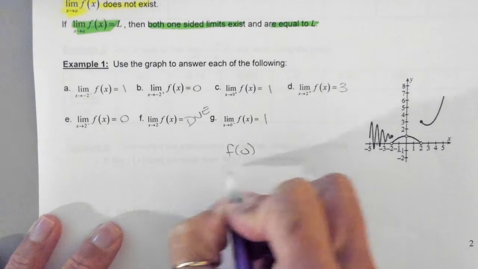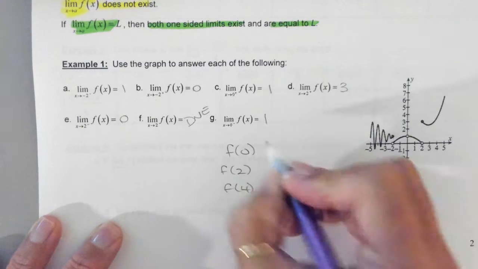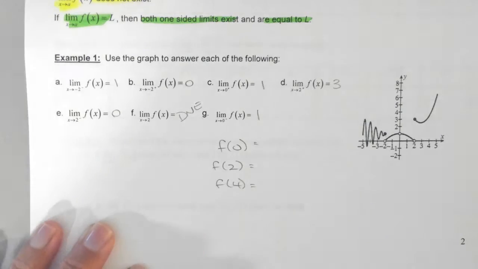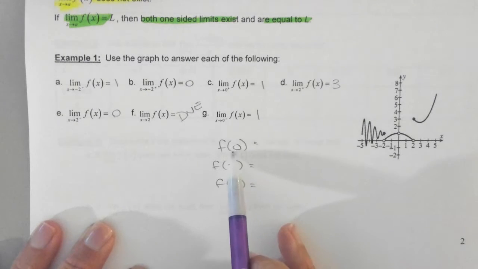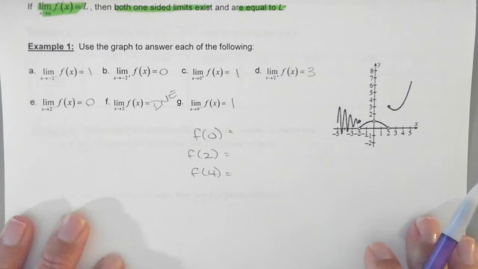Even though it's not on here, I wanted to point these out. We have f of 0, we have f of 2, and we have f of 4. I just want to talk about these really quick. So again, we're not talking about the limit. If we knew what the function was, we would be able to plug these corresponding x values of 0, 2, and 4 into the function and evaluate. But here I'm using a graph.